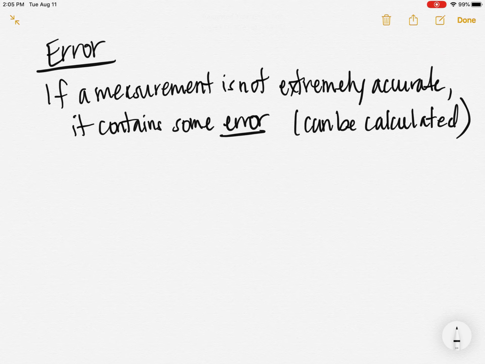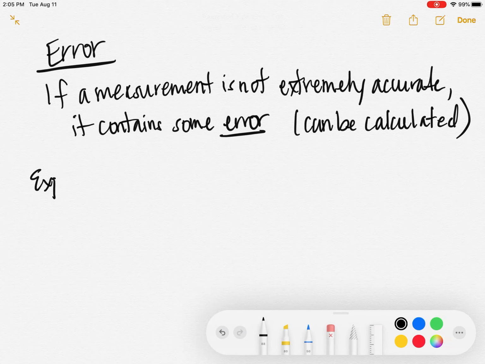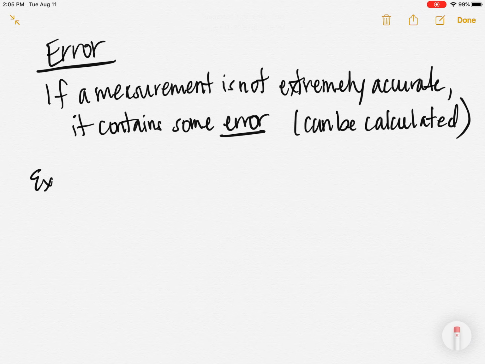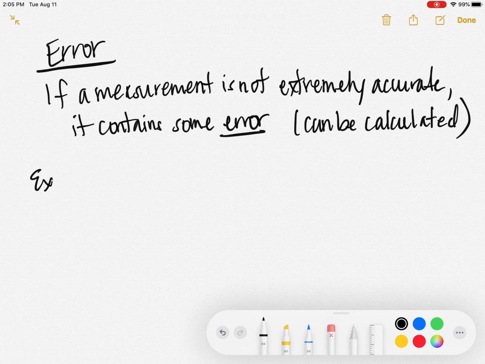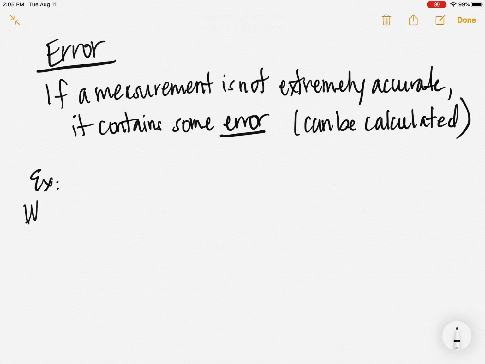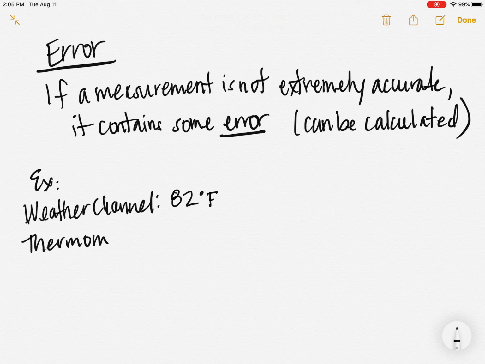So let's go back to that idea of temperature, and let's say the Weather Channel, we'll go back to the Weather Channel idea, says that it's, whatever I said before, I don't know, I'm making it up now, 82 degrees Fahrenheit outside, but you take a thermometer outside and it says it's 79. Okay. So, of course, the question here is your thermometer accurate?